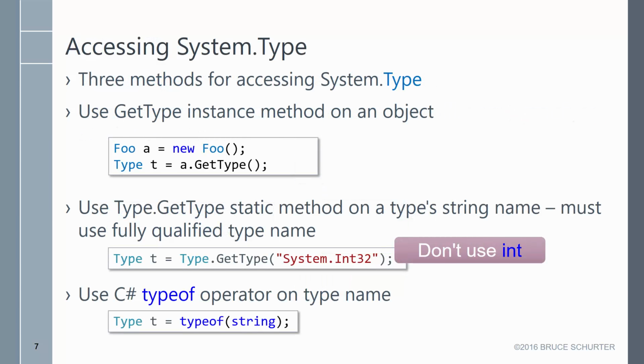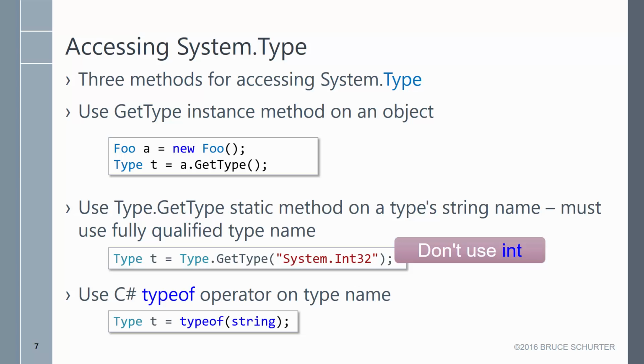There are 3 basic methods for accessing System.Type. There are actually more than that, however, these are the 3 most common. So we can use the GetType method of every object because object provides the GetType method and everything derives from object, therefore everything has GetType. This will return an object of type Type. So as you can see, we have Foo a equals new Foo, and then we'll say Type t is equal to a.GetType. Now t will contain a type reference.